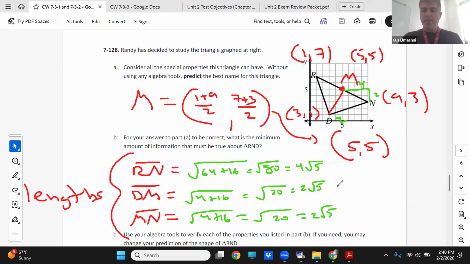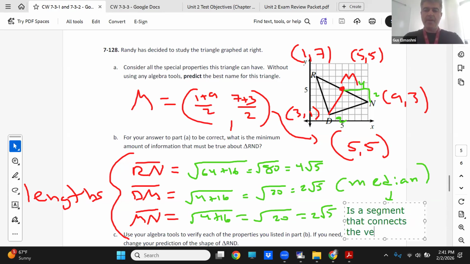Now, DM is what we call the median. Now, let me define that for you. It's a new term. The median is a segment that connects the vertex of a triangle with the midpoint of the opposite side.